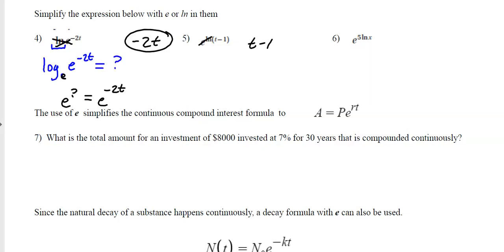And similarly over here in number 6, we have e to the 5 natural log of x. Well, remember our little exponent rule. Whenever you have a natural log, you can move that up to the top. So e to the natural log of x to the 5th, well, the e and the natural log wipe each other out, just like they did over here. Natural log of e, or e to the natural log. And I just end up with x to the 5th.